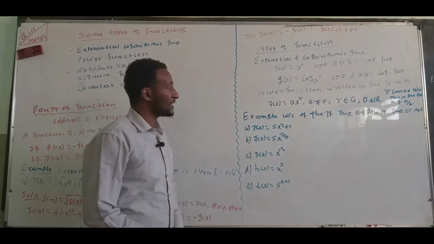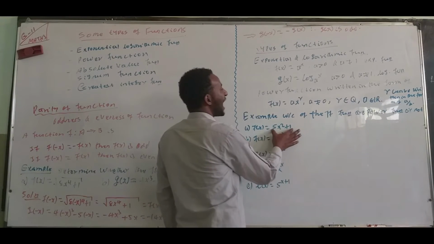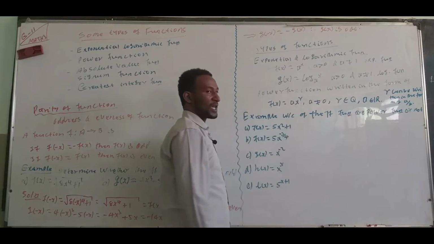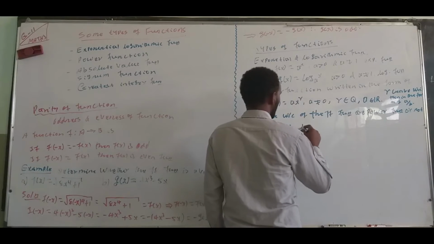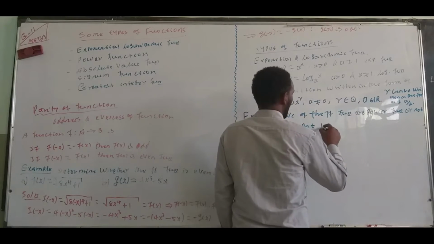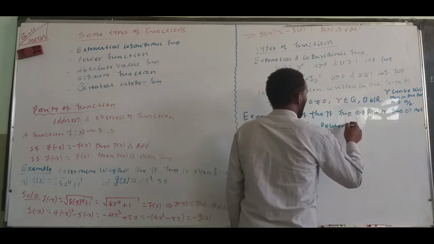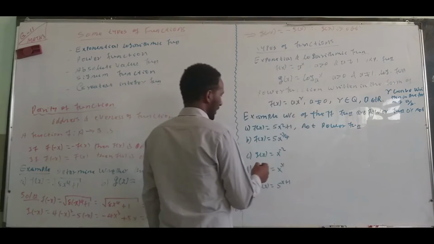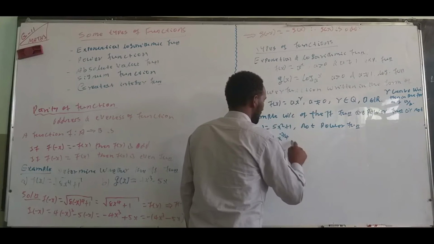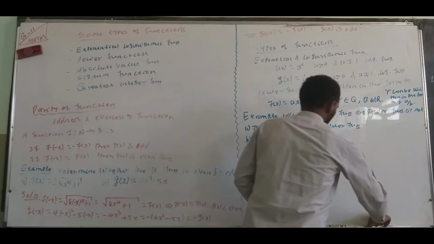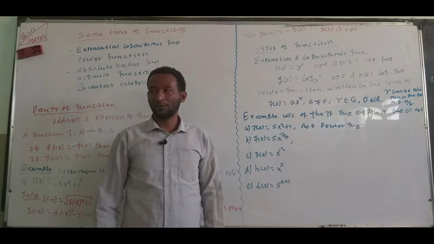Okay, let us see the given function f of x is equal to 5x squared plus 1. Is this function a power function or not? This function does not have the general form x to the power of r. Therefore, this function is not a power function. And this next function is a power function because it is written in the form f of x is equal to ax to the power of r.